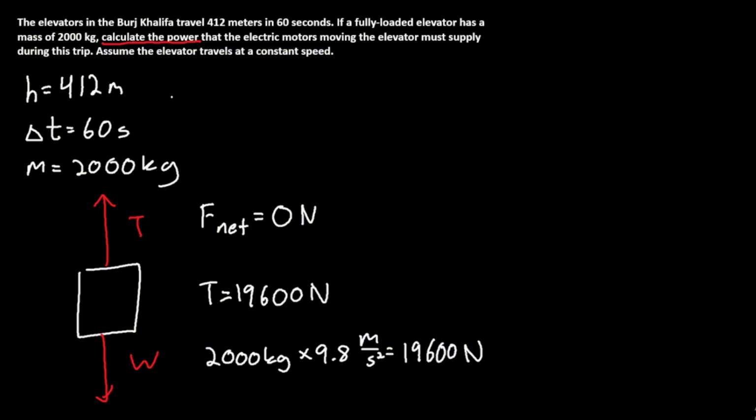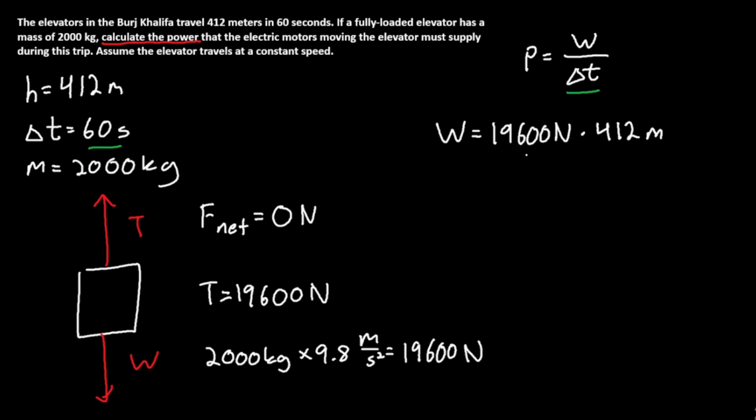Now this tension force is caused by the electric motors pulling up on it. So the electric motors need to exert some work through this tension force in order to pull the elevator upwards. The reason why I'm talking about work is because in order to calculate power, you need work over change in time. Well, change in time is already given here with 60 seconds, but we need to calculate work. So how do you calculate work? You can calculate work by just multiplying the force of the tension times the displacement.